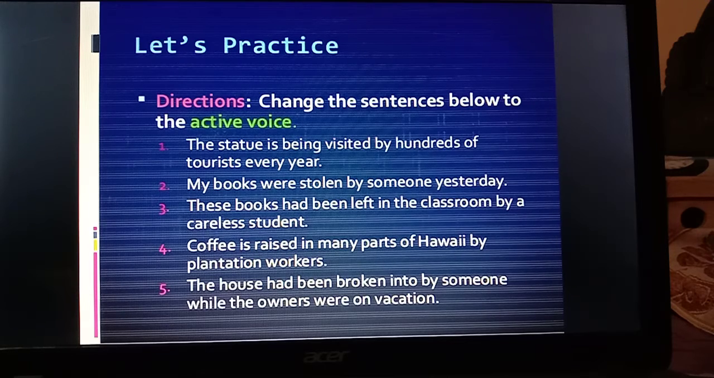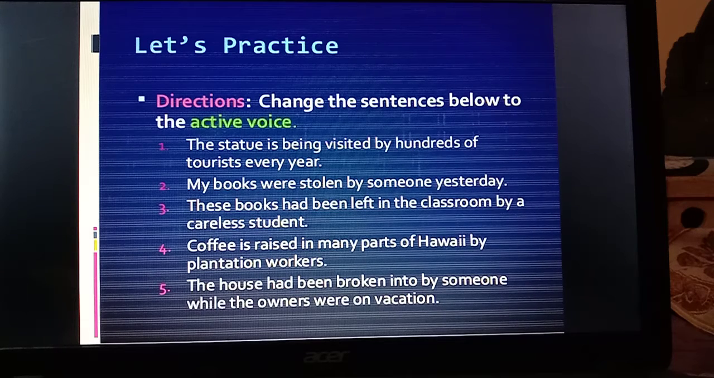My books were stolen by someone yesterday. So when it is changed into active voice, it will be like this: someone stole my books yesterday. These books had been left in the classroom by a careless student. So when it is changed into active voice, it will be: a careless student had left the books in the classroom. Coffee is raised in many parts of Hawaii by plantation workers.